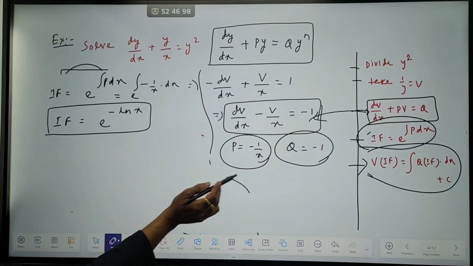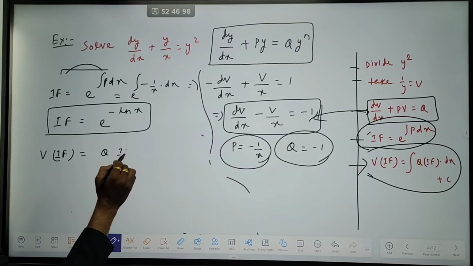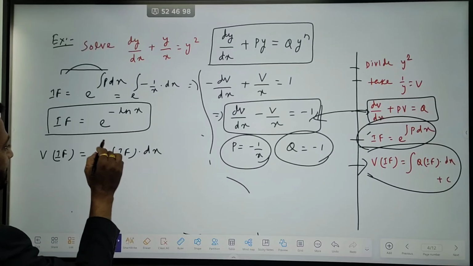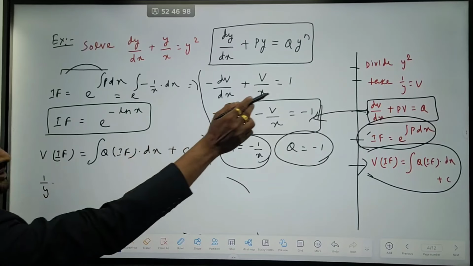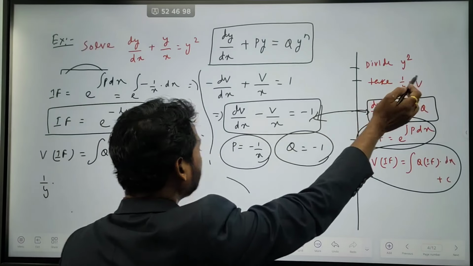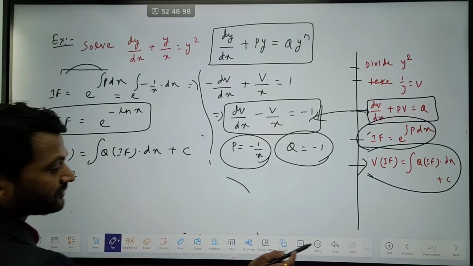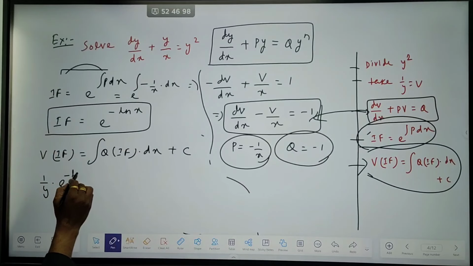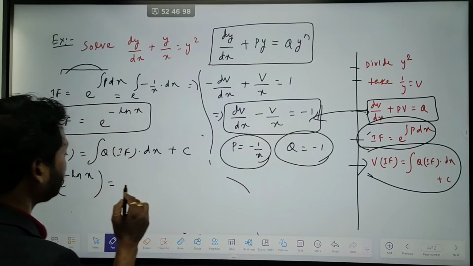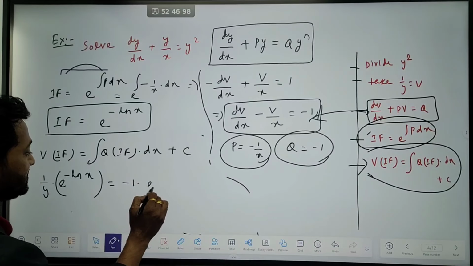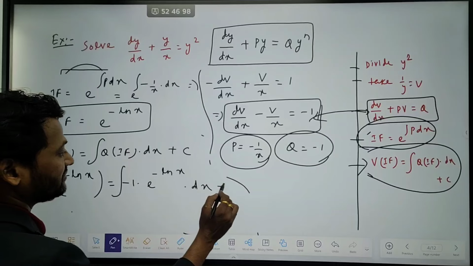Now coming to the solution part. What is the solution? v times the integrating factor is equal to integration of q times the integrating factor into dx plus some constant. So what is v? 1 by y we have taken here. See, here we have taken v equal to 1 by y. So 1 by y times the integrating factor, e to the power minus ln x, is equal to q, what is q? q is minus 1. So minus 1 times the integrating factor, e to the power minus ln x, into dx integration plus c.